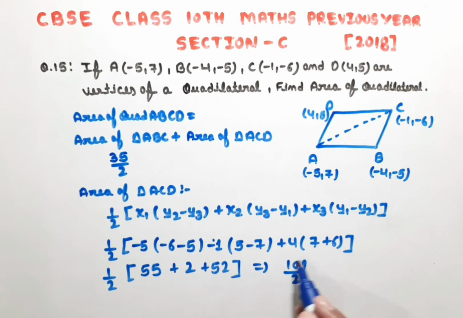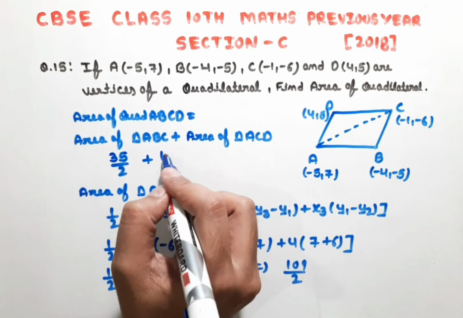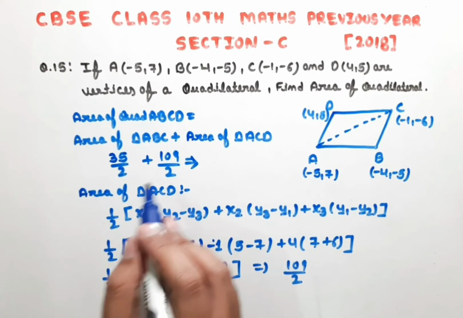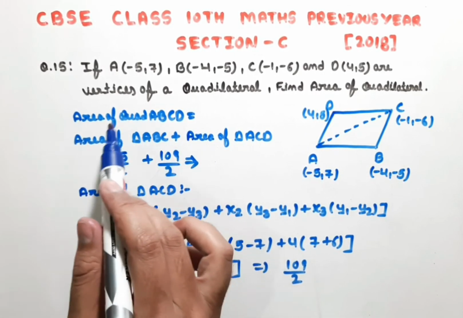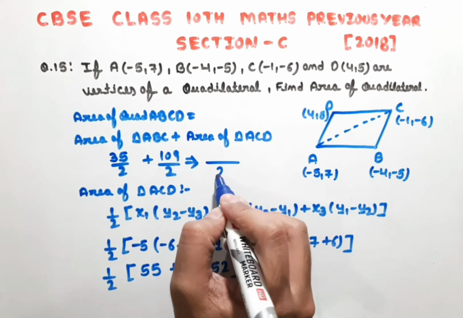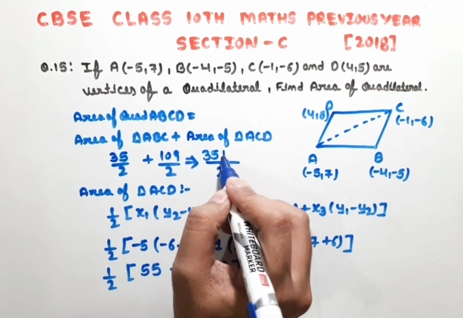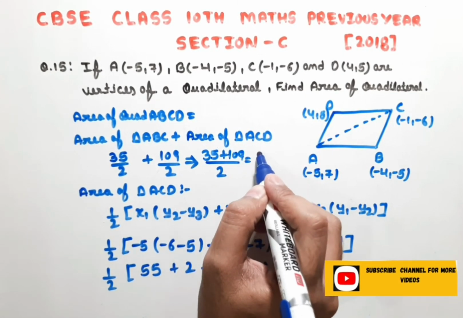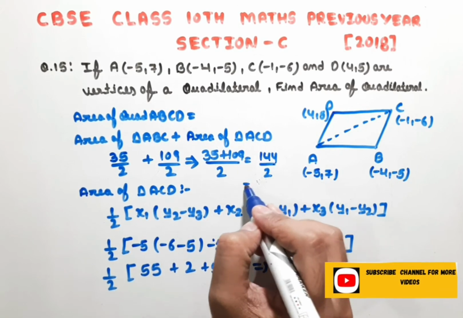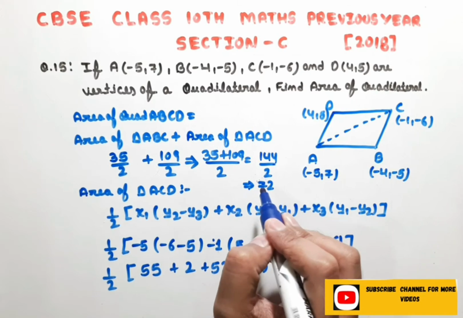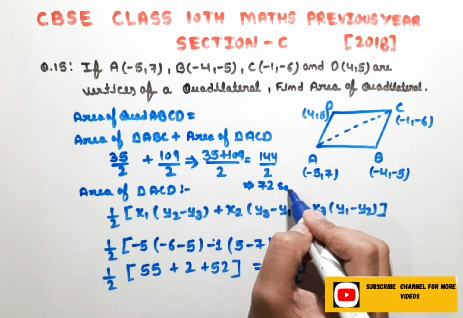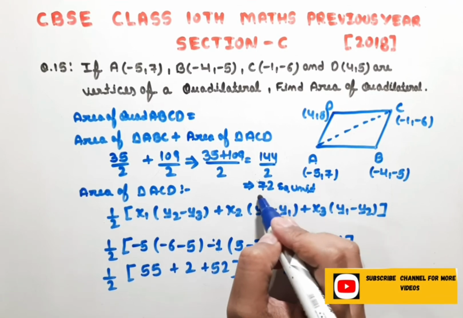Now putting the value of the area of triangle ACD, 109 upon 2. So 2 is the LCM. So the area of quadrilateral ABCD will be 35 plus 109, that is equal to 144 upon 2. So 72 square unit. This is our answer.